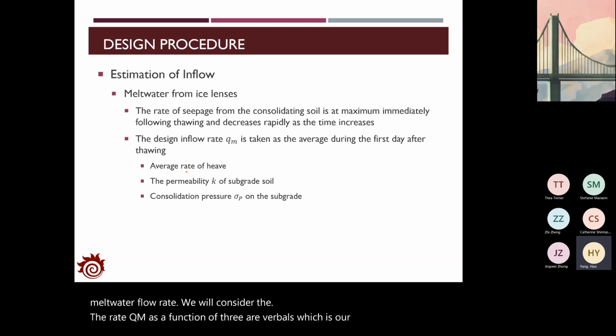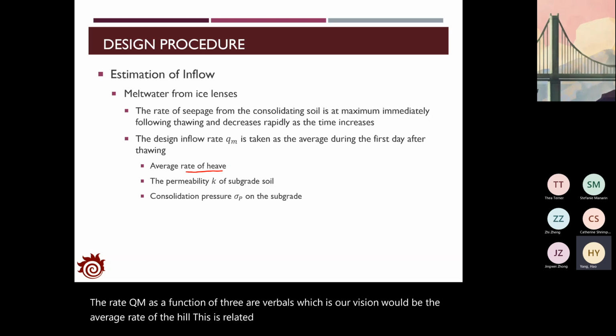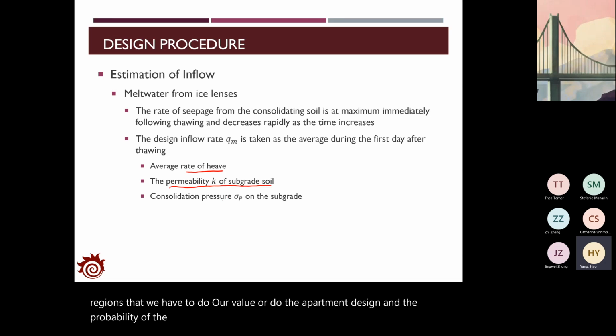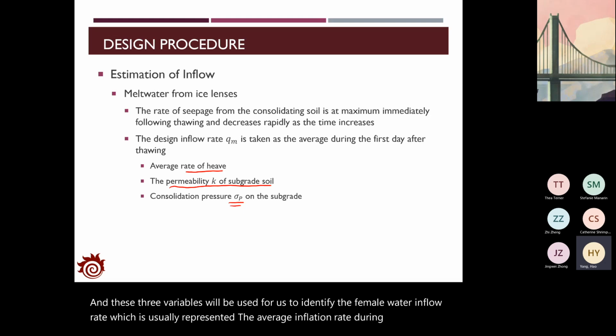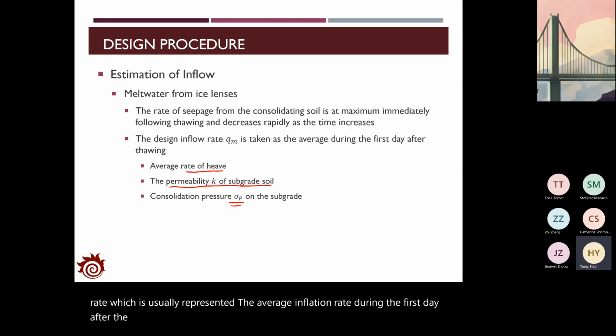which would be the average rate of the heave. This is related to the type of the soils, and also the regions where we will do the pavement design, the permeability of the subgrade soil, and the consolidation pressure on the subgrade. And these three variables will be used for us to identify the meltwater inflow rate, which is usually represented as the average inflow rate during the first day after the thawing to the day that all the ice lenses are melted.